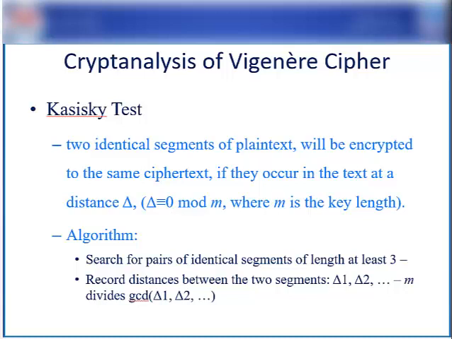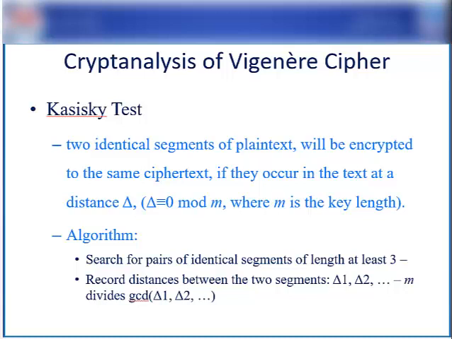In this test, we exploit the fact that two identical segments of plain text will be encrypted into the same ciphertext if they occur in the text at some distance delta. So for this distance delta, we assume that if we take delta modulo the length of the key, it would give us 0. That is, in the Kasiski test, we look at repeated sequences of 3 or more characters.